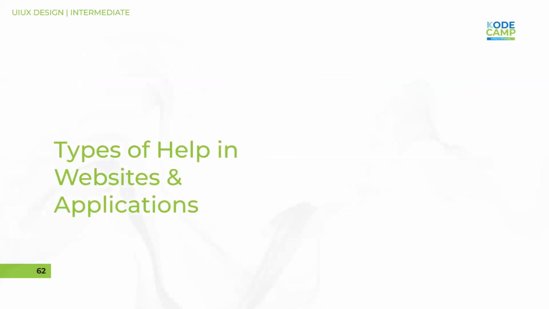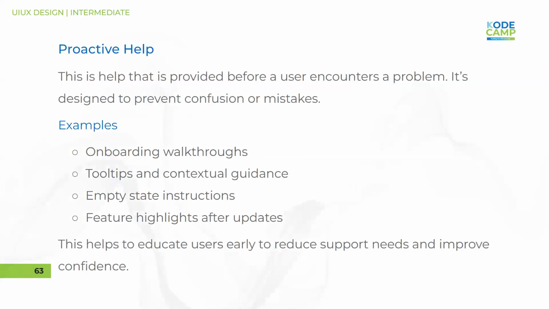Okay, so we have types of help in website and application. We have two types, and number one is proactive help. This is help that is provided before a user encounters a problem. It's designed to prevent confusion or mistakes. Examples of this are onboarding and tooltips, empty state instruction, and feature highlights after updates. This helps to educate users early to reduce support requests and also improve confidence.